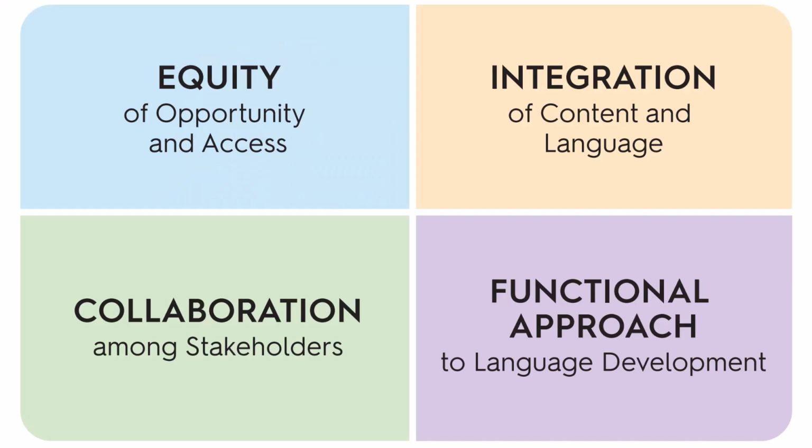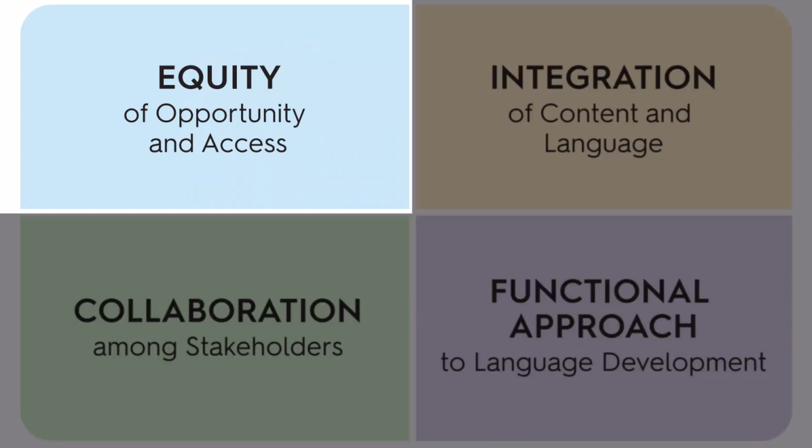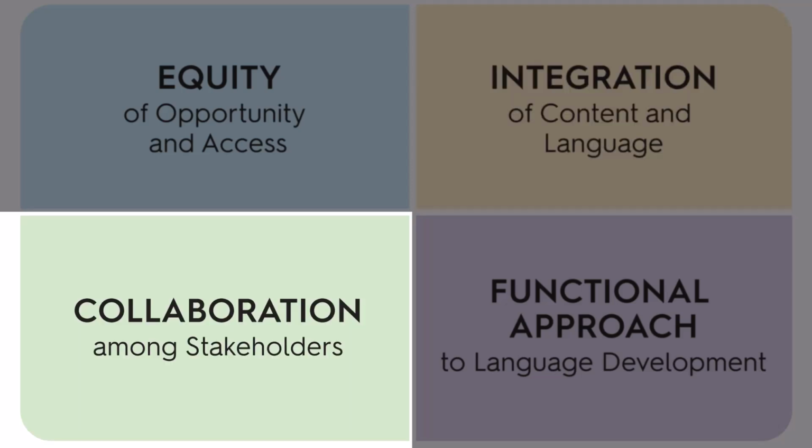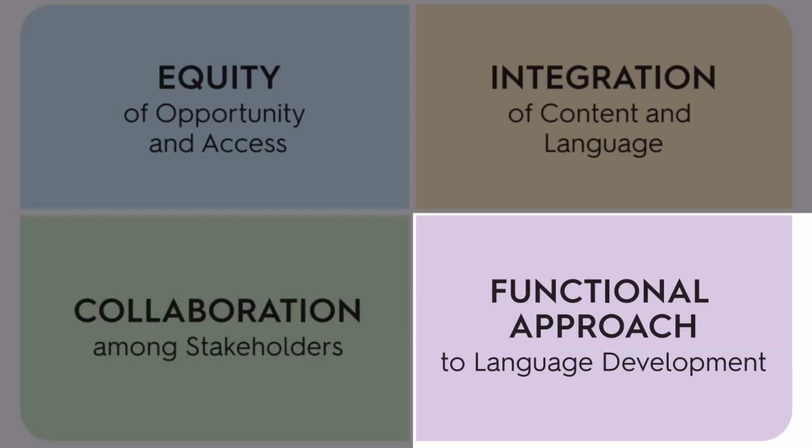There are 4 big ideas in the framework. Equity of opportunity and access. This is essential for multilingual learners' preparation for college, career, and civic lives. Integration of content and language. Academic content is the context for language learning, and language is the means for learning academic content. Collaboration among stakeholders. Stakeholders share responsibility for educating multilingual learners. Functional approach to language development. This approach helps educators focus on the purposeful use of language.